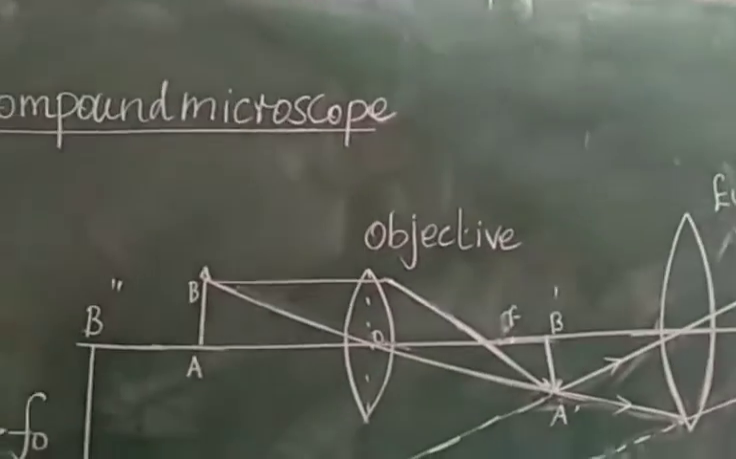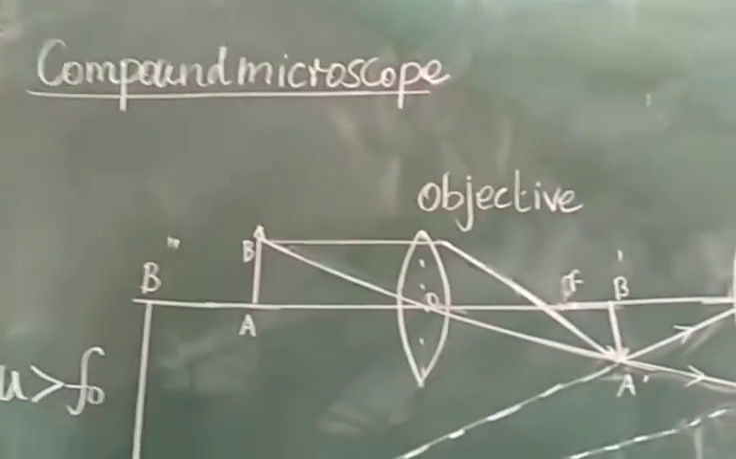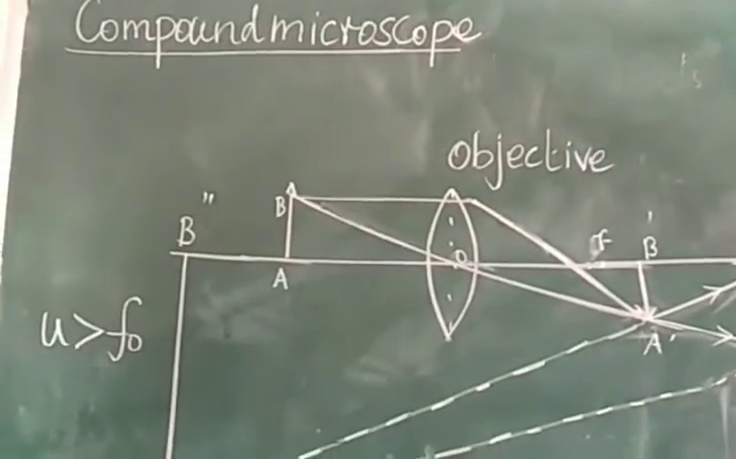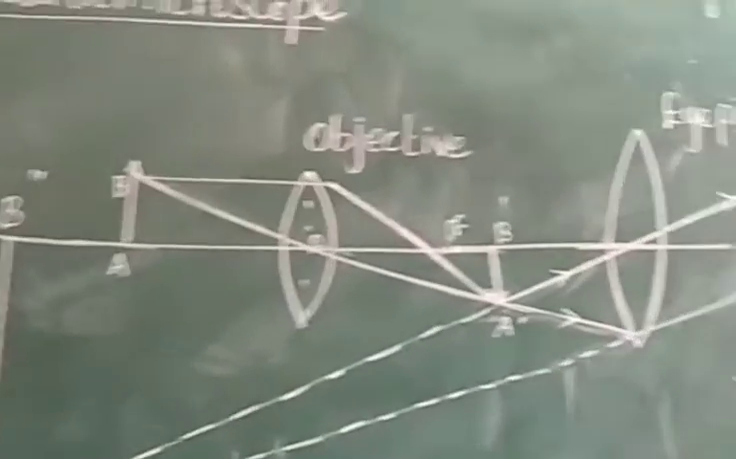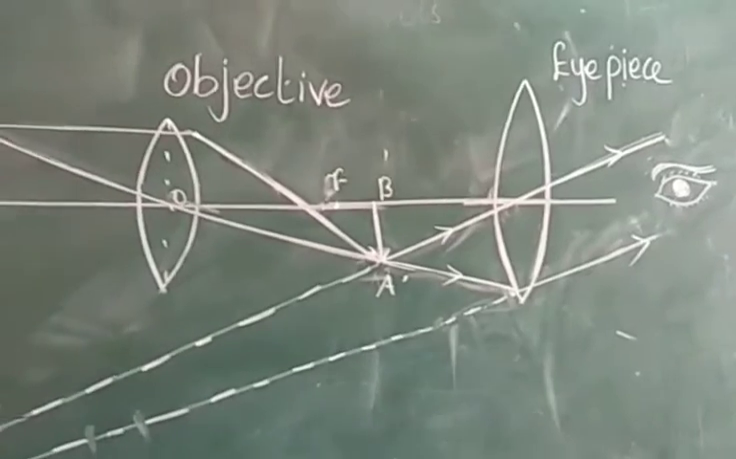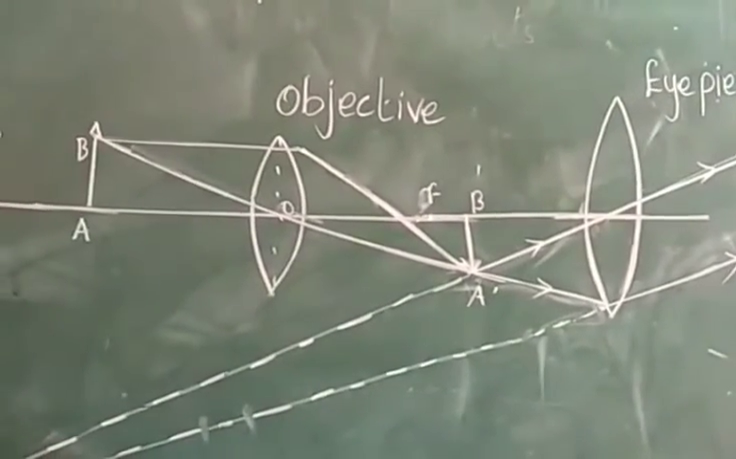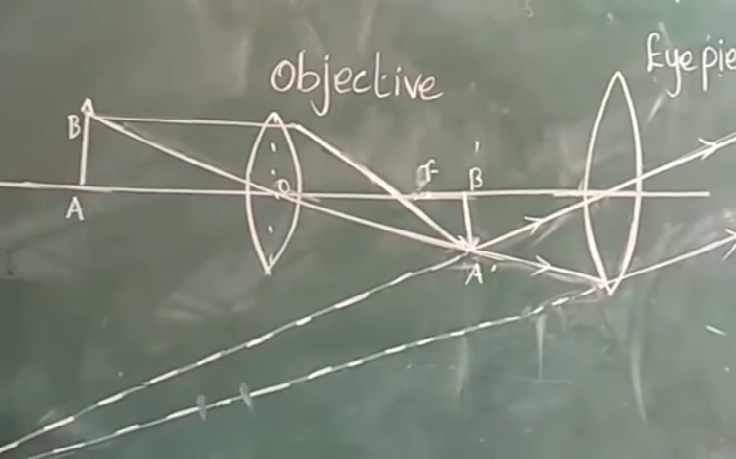The compound microscope is also used to see tiny objects. It consists of two lenses. It has better magnification compared to the simple microscope. So why do we use two lenses here? I am going to give the reason for this. The magnification power of the microscope can be increased.